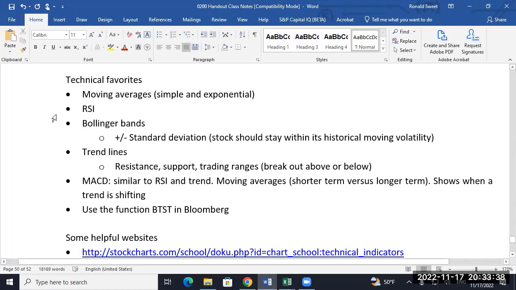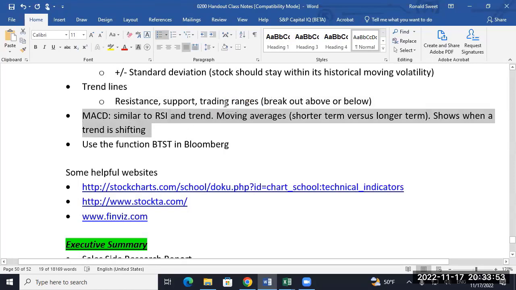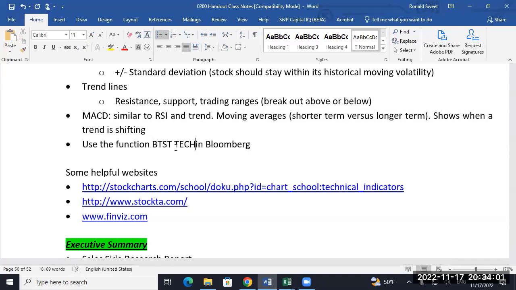All right, so which ones are you going to put in your paper? You have to put that one. RSI, Bollinger Bands are real popular because they're simple. Trend lines, resistance, support, trading ranges. The MACD is just a moving average, but it has extra charts put in there. I say BTST, but that works as well, and tech works as well.